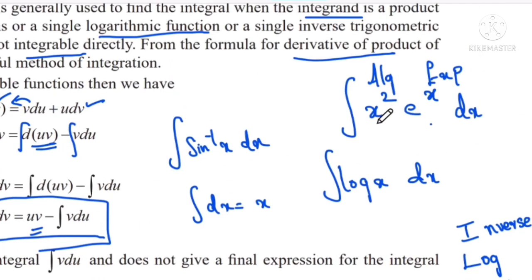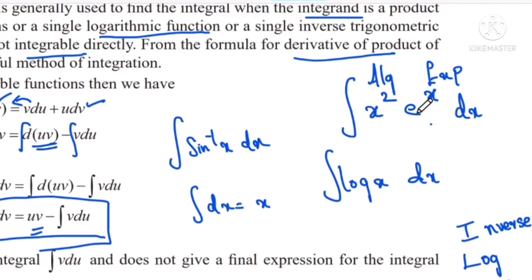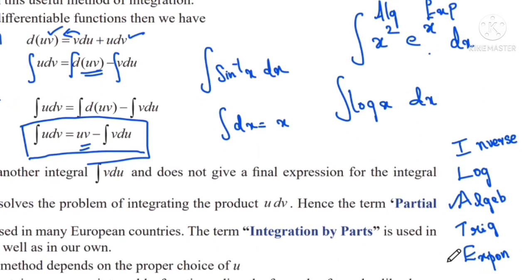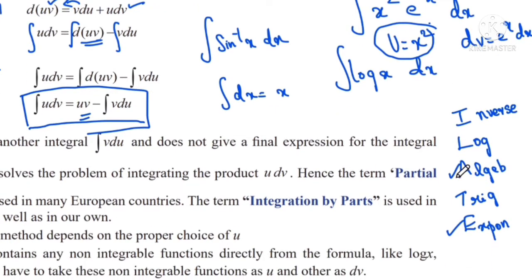For example, the sum that I gave you, x square into e power x. x square is an algebraic function, e power x is exponential. So which one will you take as u here? Which comes first in this order, algebra or exponential? Algebra comes first, isn't it? This is the order. So take u as x square. The remaining part take as dv. So dv is e power x dx. Got it? So it's very important which one you choose as u.